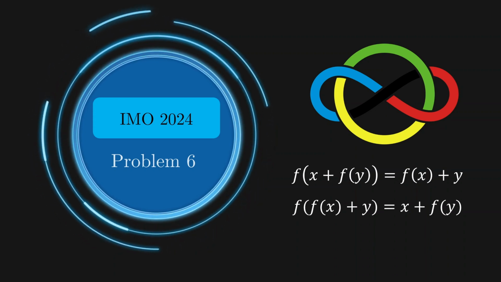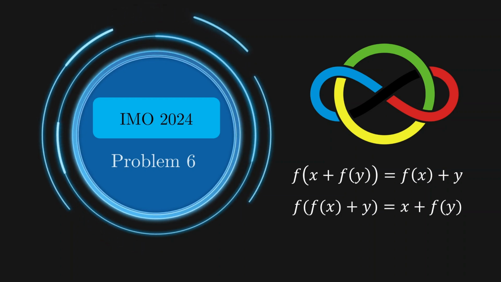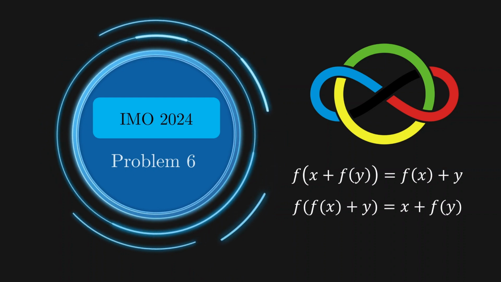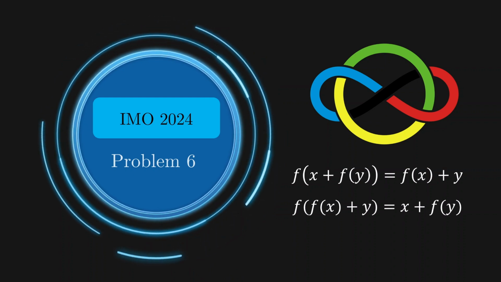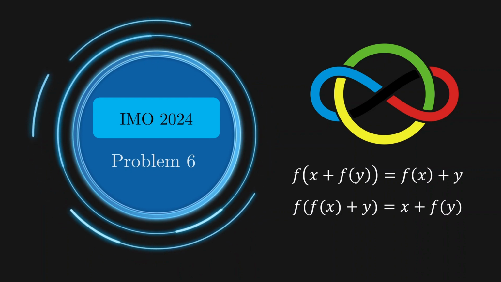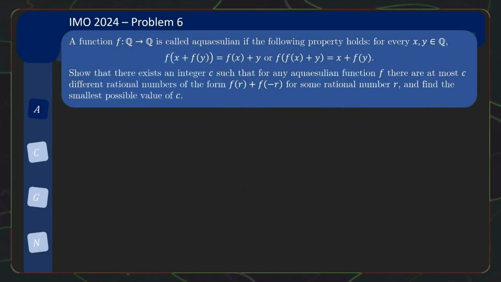So we will finally be taking a look at the last problem of the IMO 2024, problem number 6. And of course, problem number 6 is never going to be an easy task, so without further ado, let us take a look at this problem. So problem 6 is a functional equation problem. The problem statement is as follows.